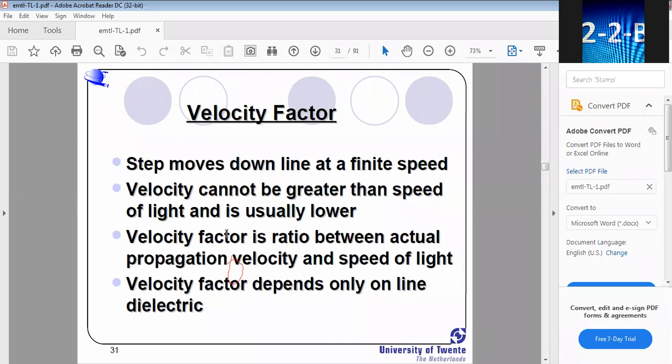See here, velocity factor is the ratio between the actual propagation velocity and the speed of light. Here also they define it like this. Observe that velocity factor has two terms, velocity and factor. From the known parameters, I want to classify these two.